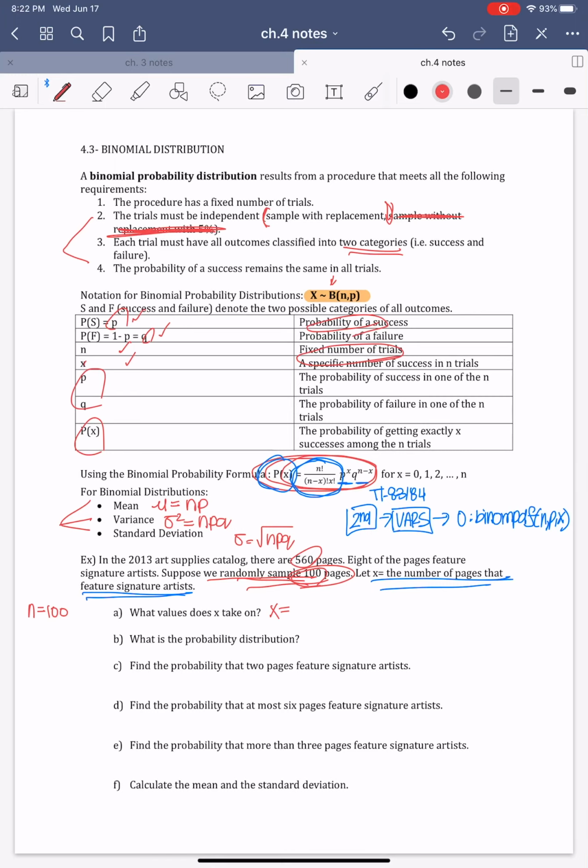So if you are randomly opening that catalog 100 times, what are my X values? The number of pages that feature signature artists. 8 of the pages feature signature artists, so there's only 8 maximum. You open up 100 pages, there is a possibility that none of them feature signature artists. Or only one time that you could see a feature signature artist. So all the way up to 8.